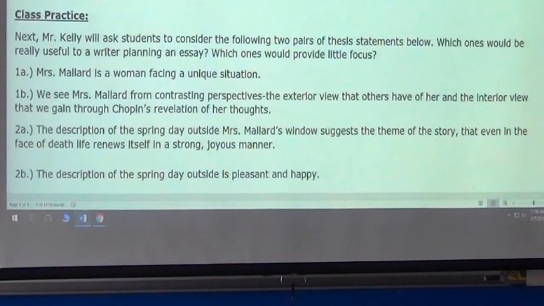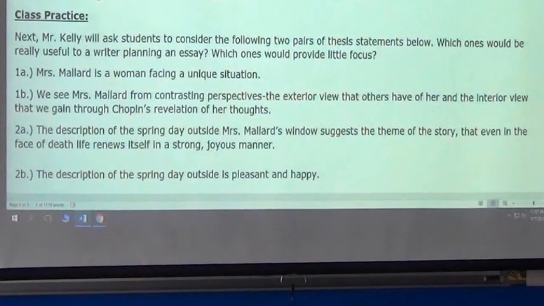Mrs. Mallard is a woman facing a unique situation. What's the subject here? So the who or what the sentence is about? Mrs. Mallard. Thank you. Remember, the subject is always the who or what the sentence is about. So it's about Mrs. Mallard.